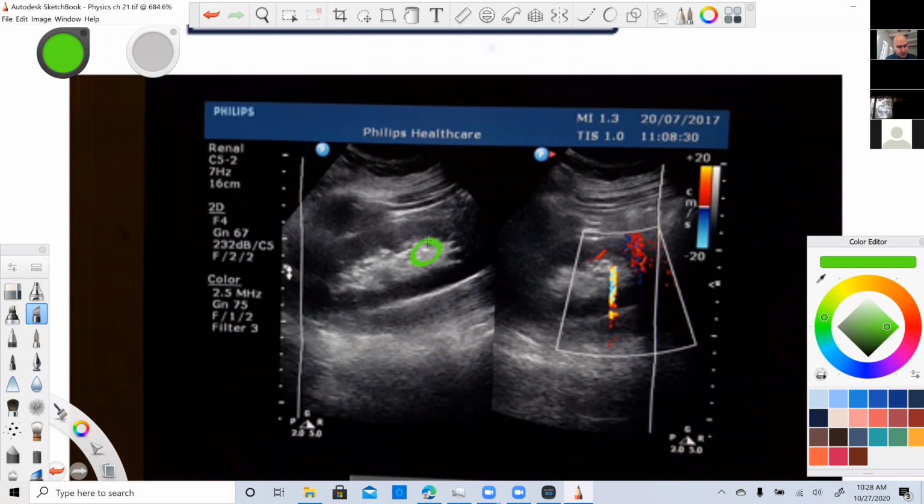Now you might be saying, but Kurt, you told us that stones shadow. They do, unless they're so small that the beam actually envelops the entire stone, then there's no shadow. So very, very tiny stones will not shadow, but they will twinkle.